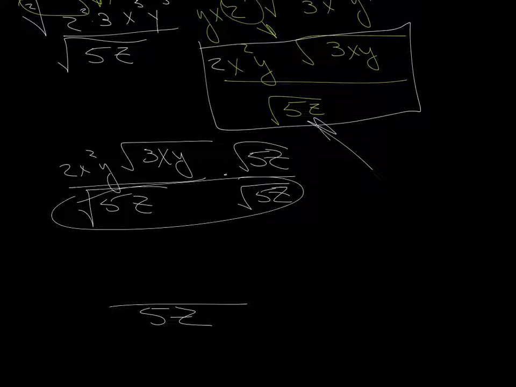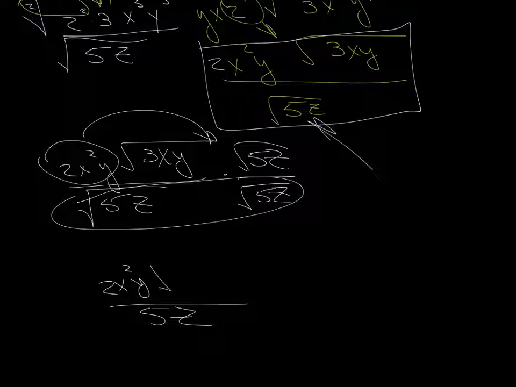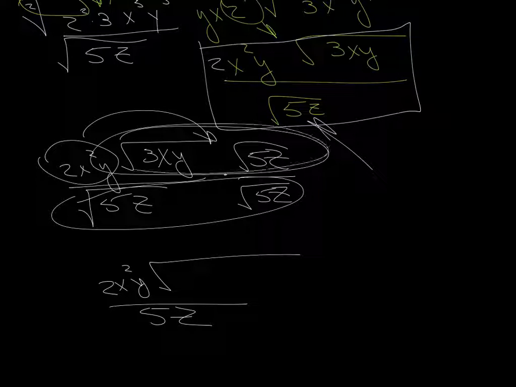But what happens on top? Well, there's nothing to multiply this by over here. There's no number in front of the radical, so it's going to stay the way it is. But I can multiply these and get 15xyz. And at that point, I am done.